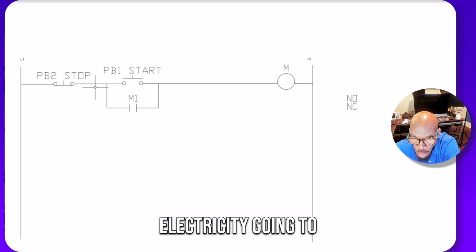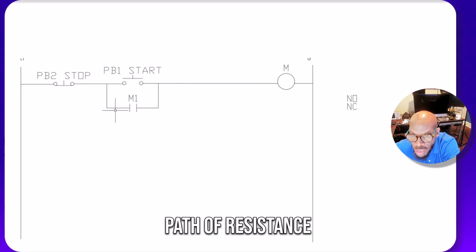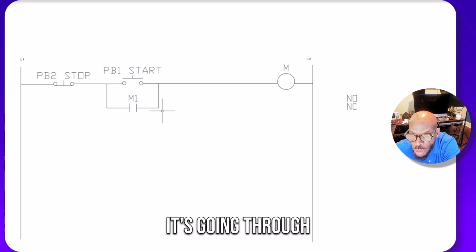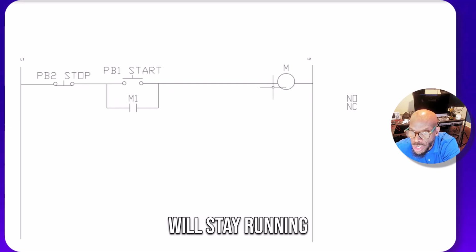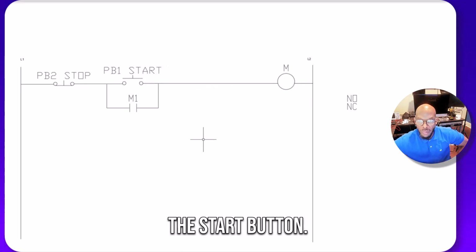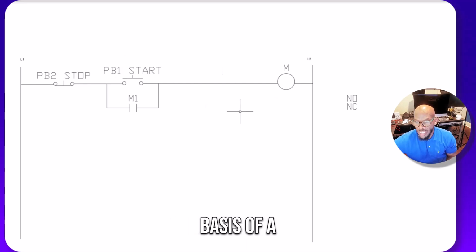So what that means is, when you release the start button, electricity is going to come through here, and then it's going to go through the least path of resistance. So if this is closed, it's going through there, and it's going to keep this motor starter energized. And it does it so fast that the motor will stay running when you release the start button. So this is a control circuit. This is the basis of a control circuit.